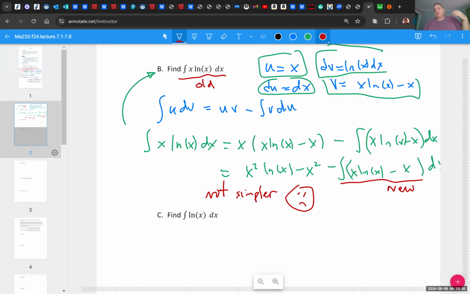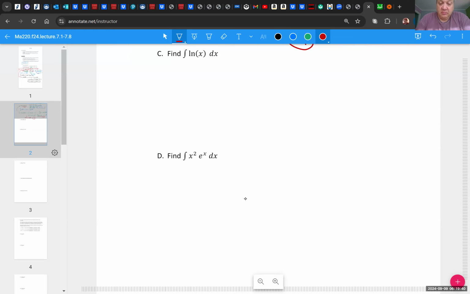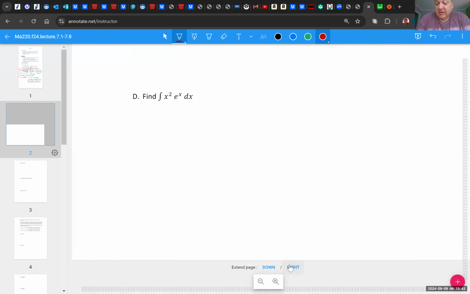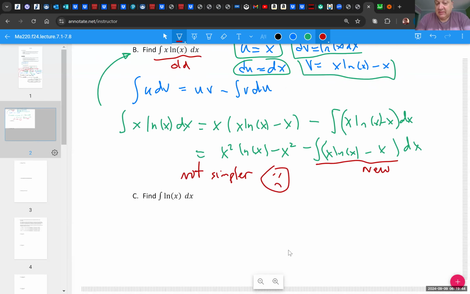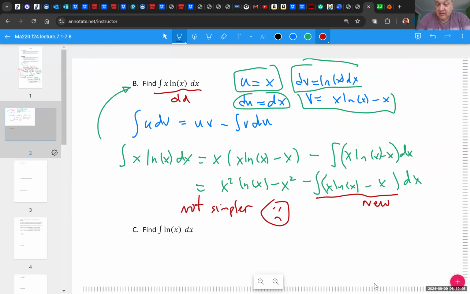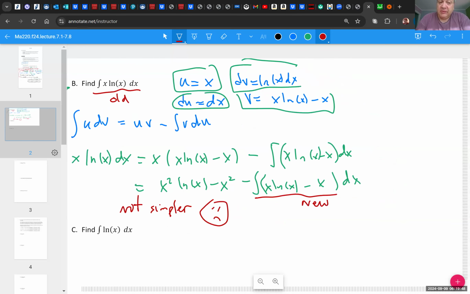Okay, so this is what I was explaining: sometimes it just seems like this is a good choice for u and dv, and it just doesn't work. It doesn't give you an answer that is simpler. So we need to do something different, because this method of simplifying didn't actually simplify. So maybe this is the one we should try to switch around.